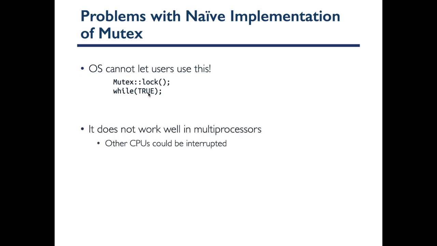The other bad thing about it is that it doesn't work well in multiprocessors, because when you disable interrupts on one processor, you're not disabling interrupts on other processors. So other processors could potentially run the threads that would access the critical section, and you're compromised. So one way is when you disable interrupts, you send signals to other processors for them to also disable their interrupts, but that, as you could imagine, is complicated and would require some more work.